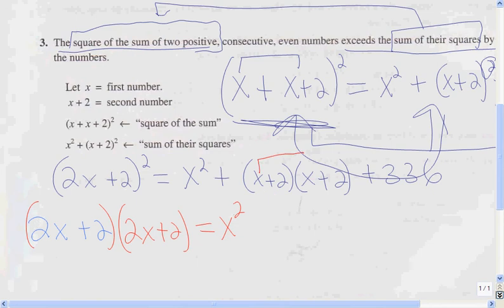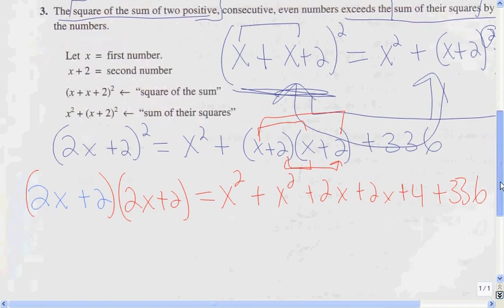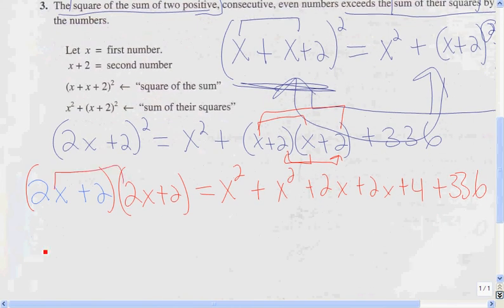Then I'm going to multiply these two together, plus x squared, multiply these two together, plus 2x, multiply these two together, plus 2x, then multiply these two together, plus 4, plus 336. These two multiply together give me 4x squared. These two multiply together give me 4x. These two give me 4x. And these two give me 4.